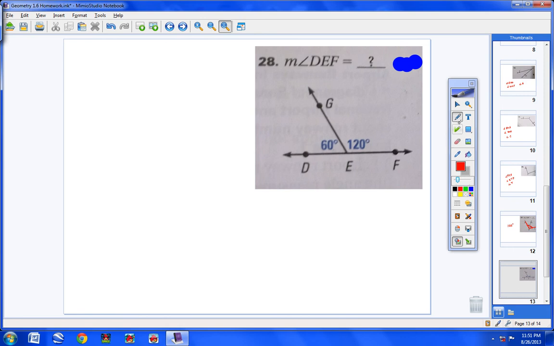They want us to find the measure of angle DEF, this straight line right here. Now, first of all, we do know the measure of this angle right here is 120, that little angle right there. And we do know the measure of this little angle right here is 60. We know that. And so if I want to know the whole angle all the way across, wouldn't I just add those two together? Sure. And I would get 180 degrees. Now, number 29.